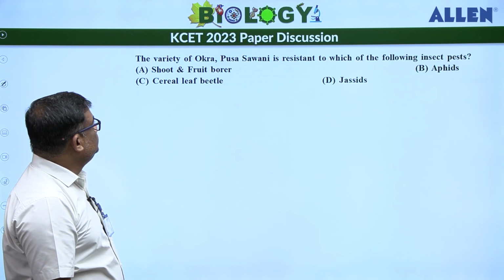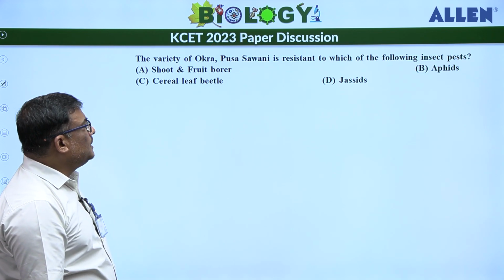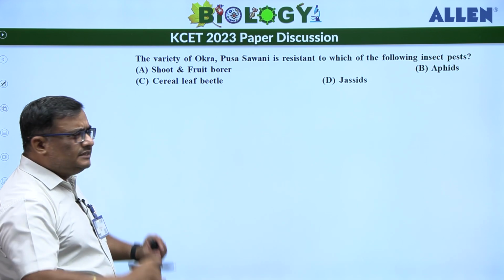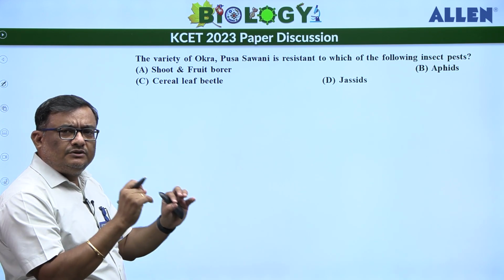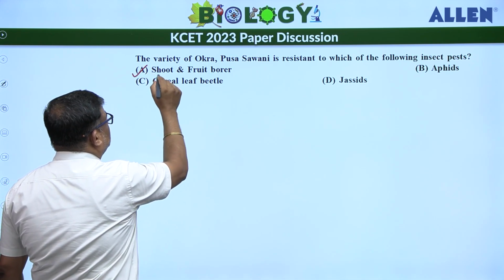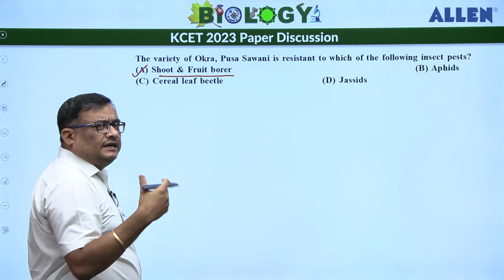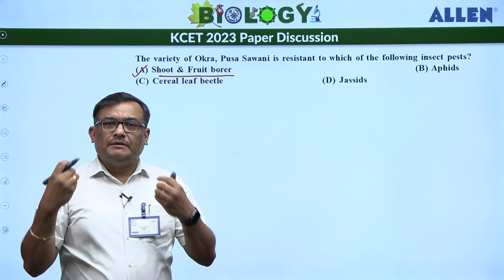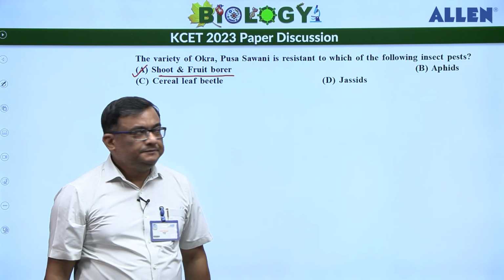Now next one. A variety of okra, Pusa Sawani, is resistant to which of the following insect and pest? Very simple, straightforward question. It is given in your NCERT. Just one liner is there. It is shoot and fruit borer. It is just a mug-up question, you have to remember it, nothing more than that.